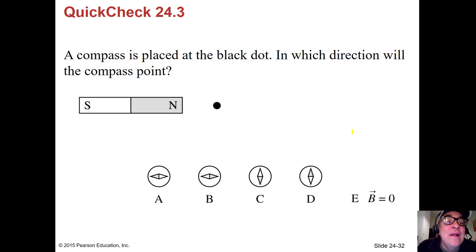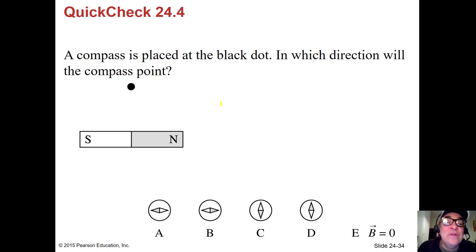So let's see. A compass is placed at the black dot. In which direction will the compass point? Okay, so we've got a bar magnet here. Here's the north side. So always from the north side, the magnetic field points away. The south side it's going to point towards. So if you were to take a compass and put it here, which direction would the compass needle point? It's definitely not 0 because we have a bar magnet here. It's got to be pointing away, right? It would have to be pointing away because we know magnetic field lines leave the north side and go into the south side.